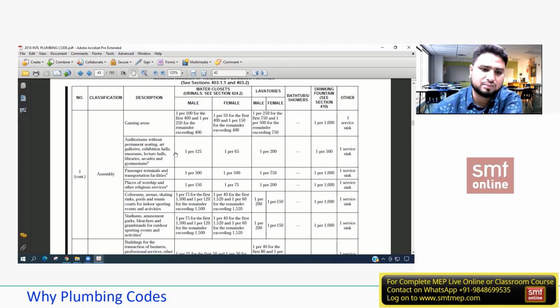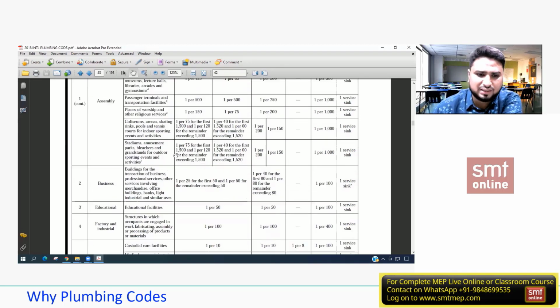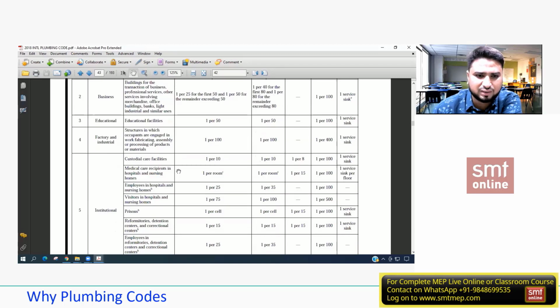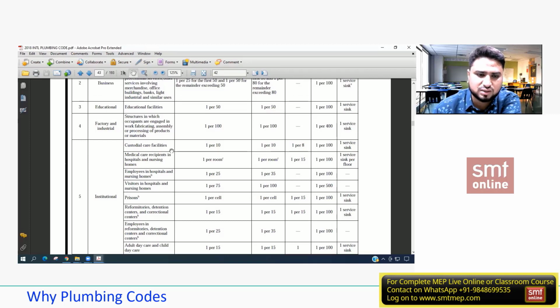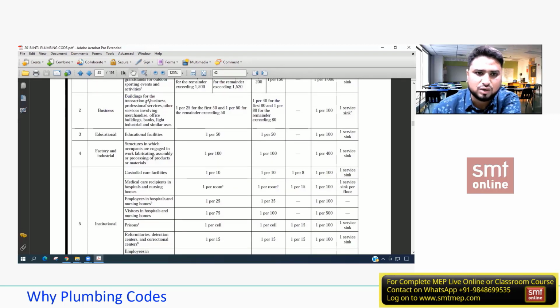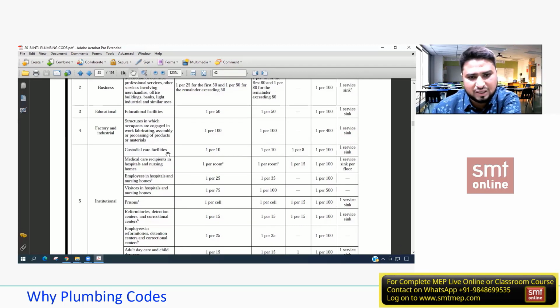Okay, so now let's do one simple example. If I'm dealing with institutional, this is for educational facilities. This is factory, and this is for the business, where you can check what kind of business: buildings, banks, light industries, and similar users. So now let's take any one example.